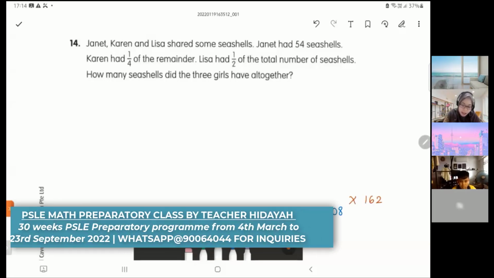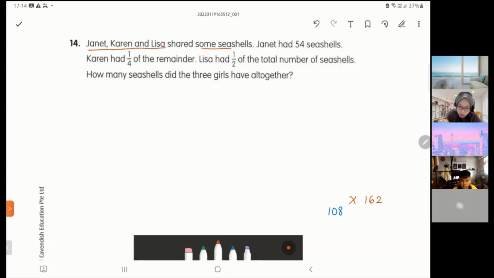Janet, Karen, and Lisa shared some seashells. Do I know how many each of them have? I only know Janet. Janet had 54 seashells. Karen had 1/4 of the remainder. This is Karen. And then Lisa had half of the total number of seashells. How many seashells did the 3 girls have all together? Which means I'm trying to find the sum of seashells, right? The total number of seashells that they had shared in the first place.